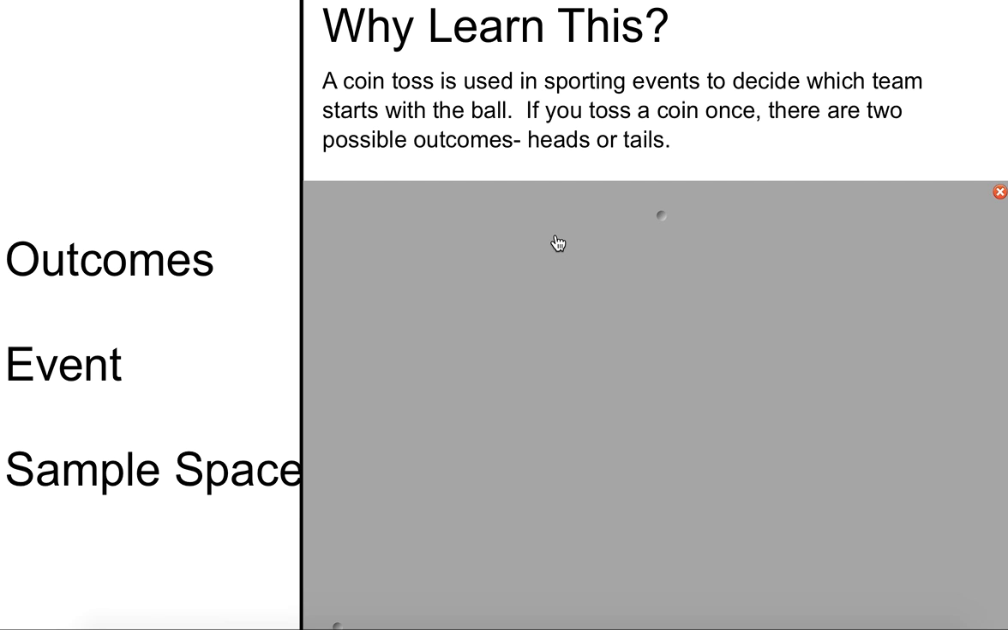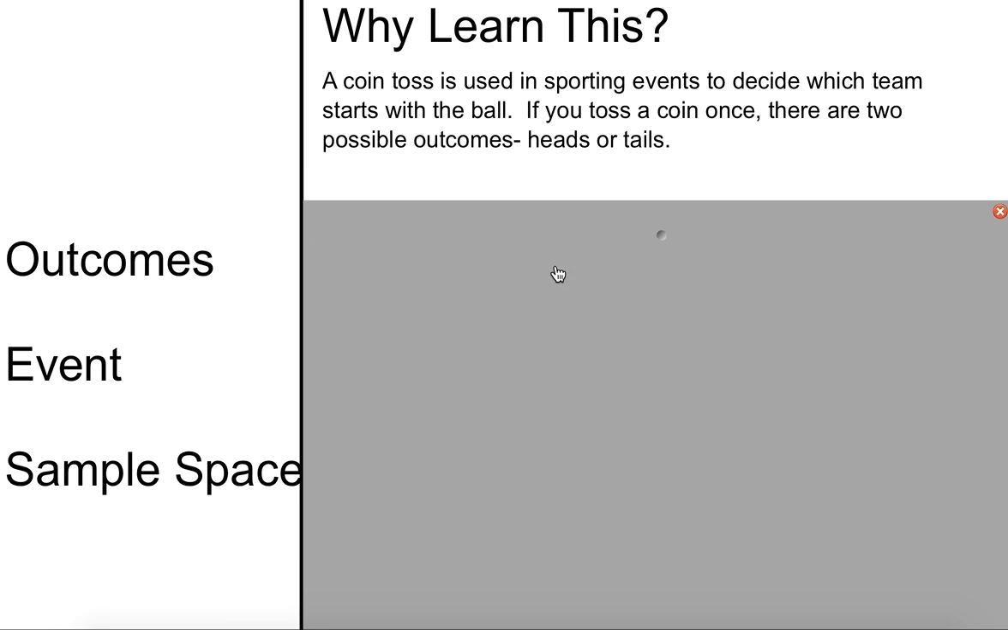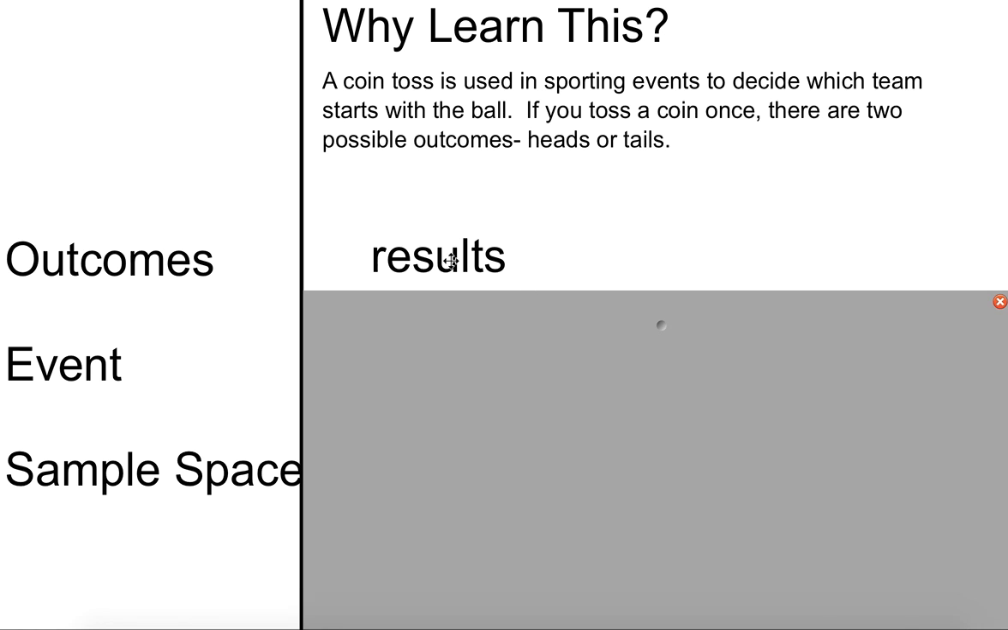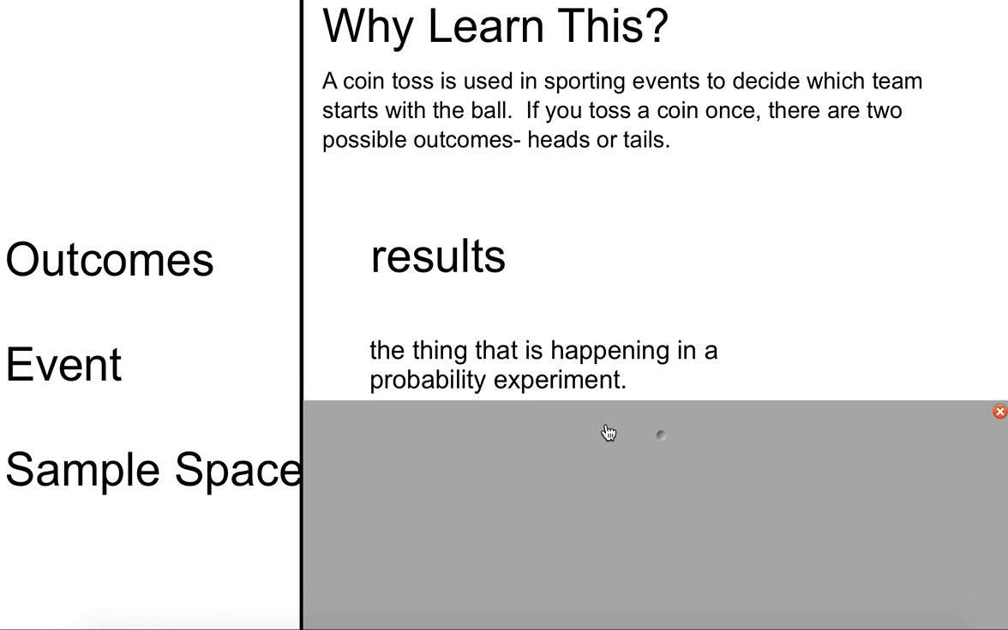So I need you to draw your line down and let's write this in our notebook. These are the three vocabulary words you need to know. First of all, outcomes. Outcomes are your results. So based on this above, your outcomes would be a heads or a tails. Events. The thing that is happening in the probability experiment. In the case above, it's the flipping of the coin.